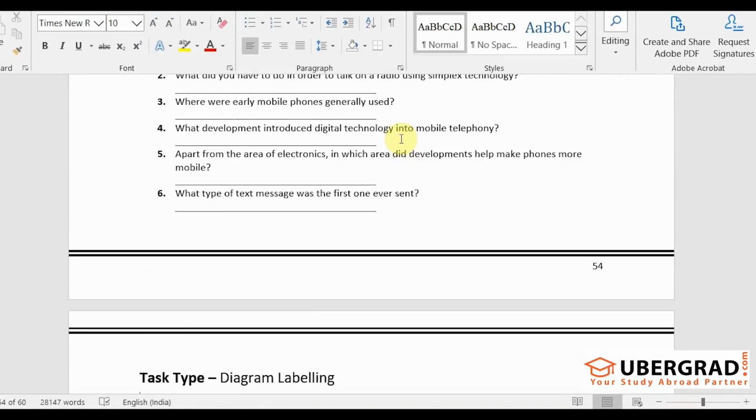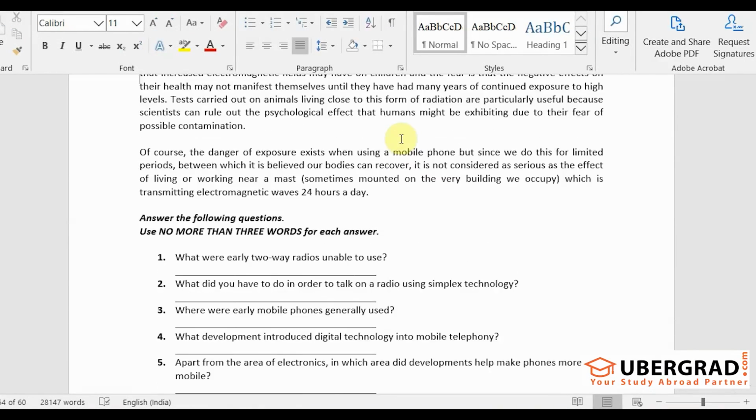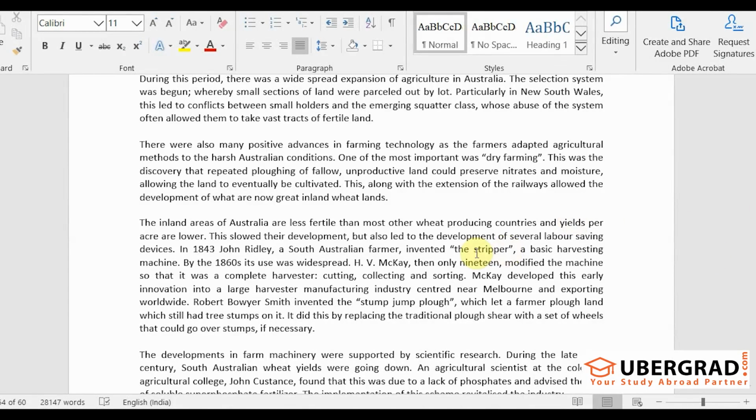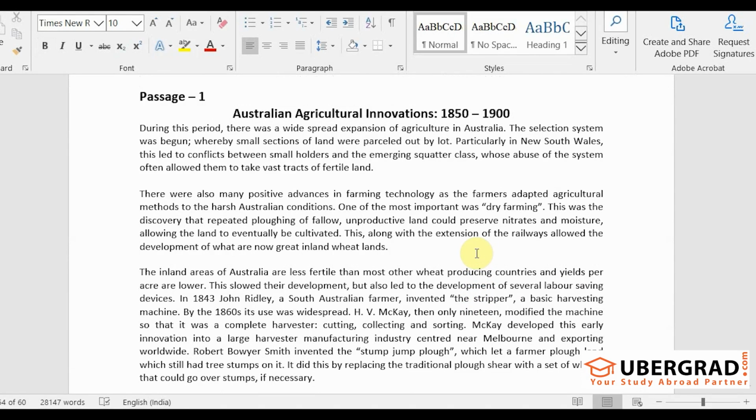Let's move to the next question type, which is MCQs. Now MCQs are considered to be the difficult question type on the IELTS. Let's do this one. Okay, this is a challenging one. Australian agricultural innovations 1850 to 1990.